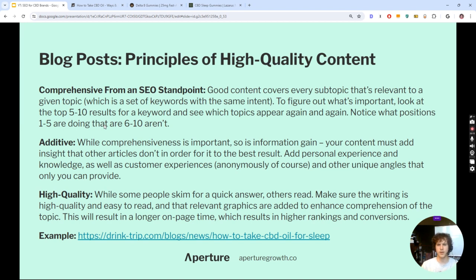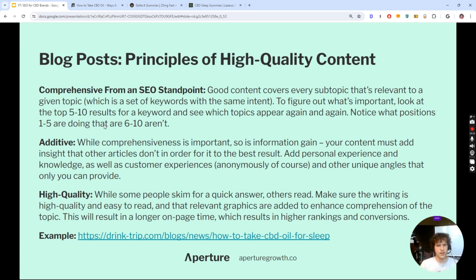To figure out what comprehensive should look like, look up the keyword you're trying to rank for and go through what's ranking. You can see the topics that are discussed the most. These are the topics that are most important for you to cover in your article because they're essential to covering the topic all the way through.